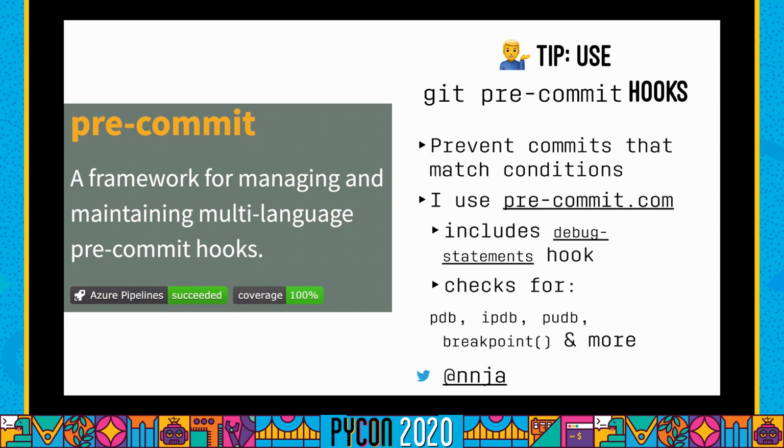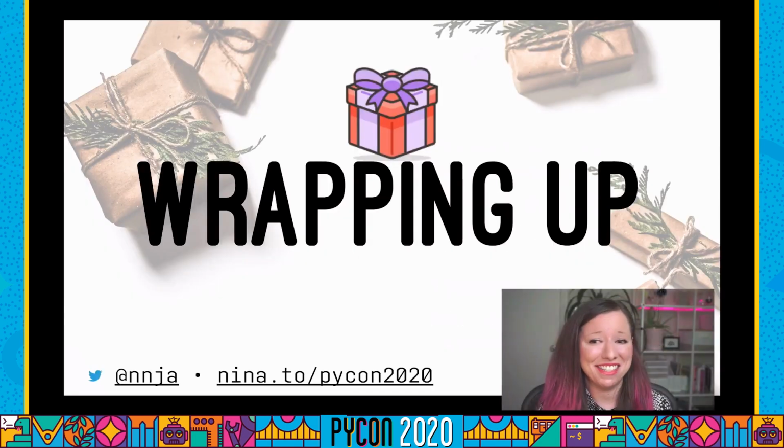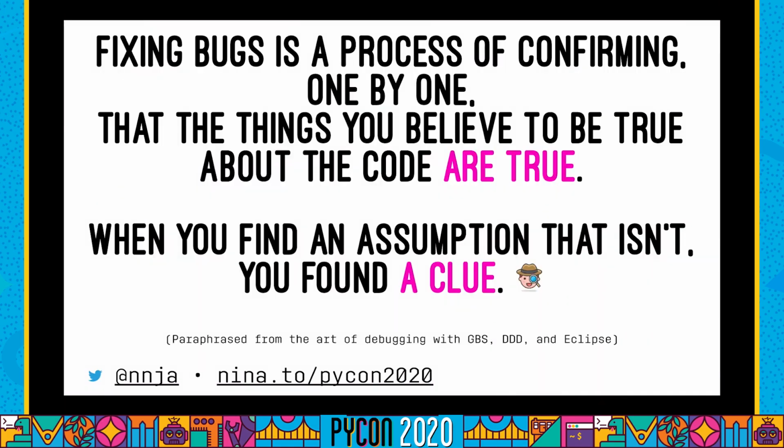All right, wrapping up, by now, you should have a pretty basic understanding of how debugging works in Python, as well as all of the tools that are available, from PDB in the standard library to graphical debugging in IDEs. And remember that using a debugger in your own software is a way of supercharging your productivity, because fixing bugs is a process of confirming one by one that the things that you believe to be true about the code are actually true. And when you find an assumption that isn't, you found a clue. And a debugger is a really great tool to allow you to do that.